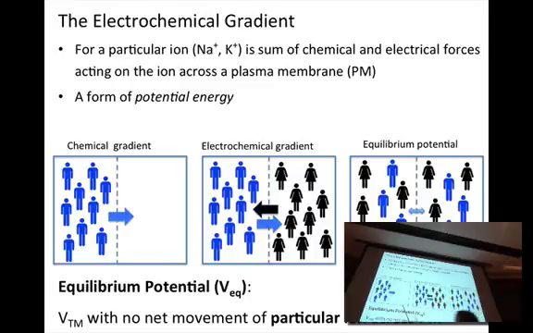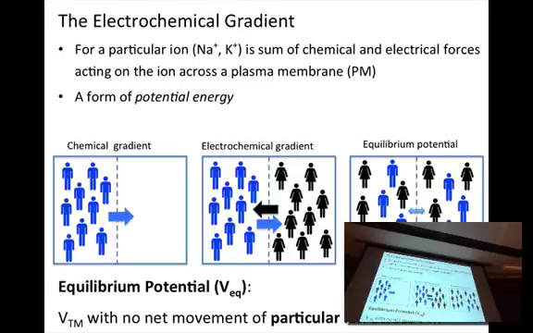So here's the chemical gradient. We have, and I apologize for the heteronormative analogy that I have here, but it works. So we have lots of males over on this side and none on this side of the room. Well, give them some time and everybody will spread out because everybody likes elbow room. Okay? So there's a chemical gradient driving them this way.